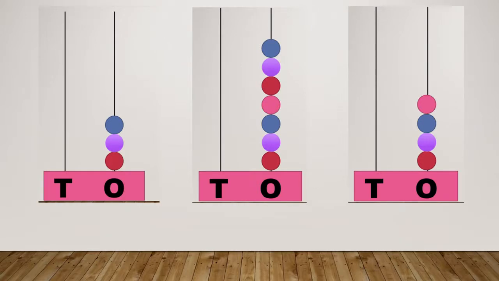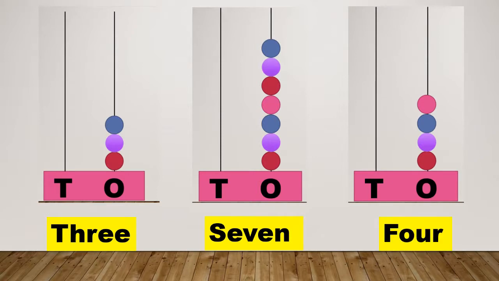Now, look at this first number question. Look at the ones place and tell me which number will come here. Yes, right. The answer is 3. Now, look at second number question and tell me what is the answer of this. Right, the answer is 7. Now look at this third question and tell me the answer. Right, the answer is 4.